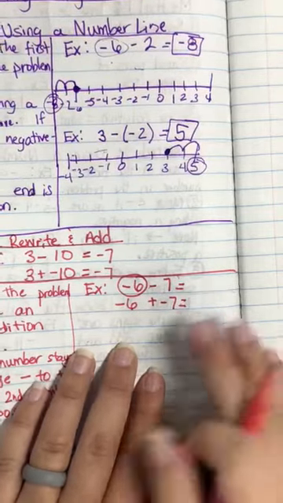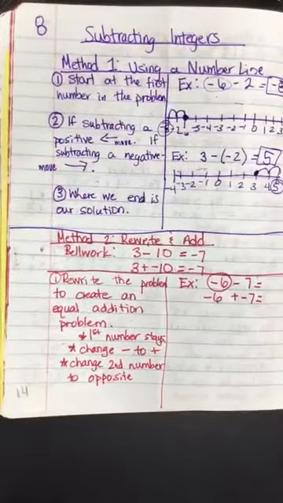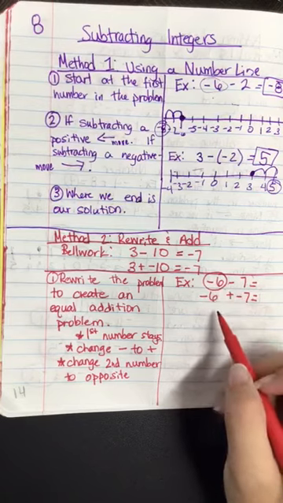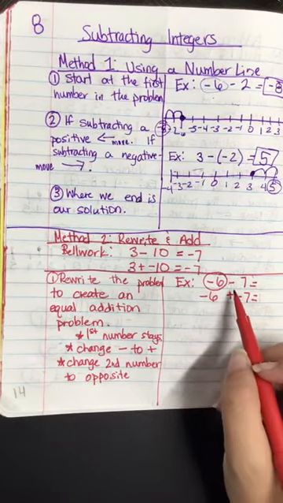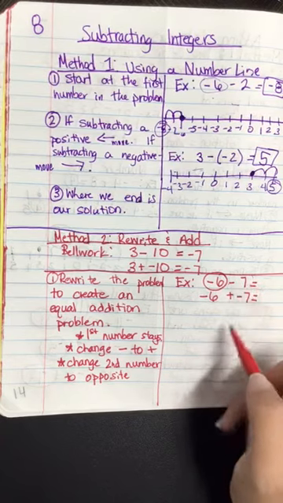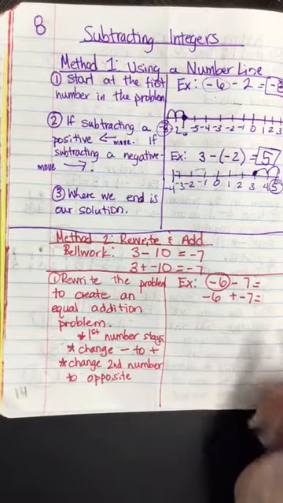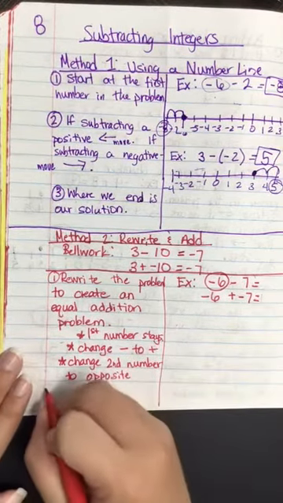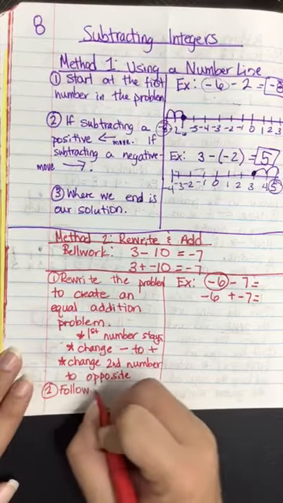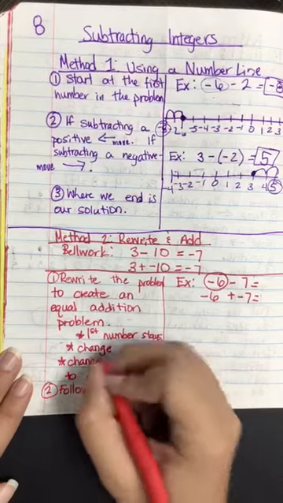Okay, so our very first step is to rewrite the problem to create an equal or equivalent addition problem. So our first number always stays the same. We leave it alone. Our subtraction sign becomes an addition sign, and our second number changes to its opposite. Okay? So positive 7 becomes negative 7. Then we follow addition rules.